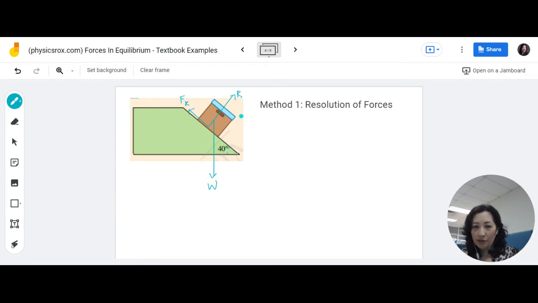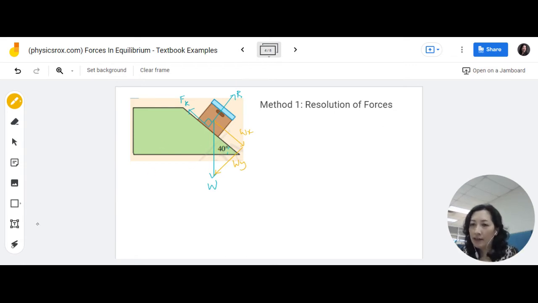Now, to solve this question, this is very similar to what you've learned in resolution of forces. You'll find that FR and R, because these are 90 degrees to each other, we'll keep these two and instead we'll resolve W. So resolving W into Wx and Wy, that means Wx is parallel to the surface of the incline and Wy is perpendicular to Wx.